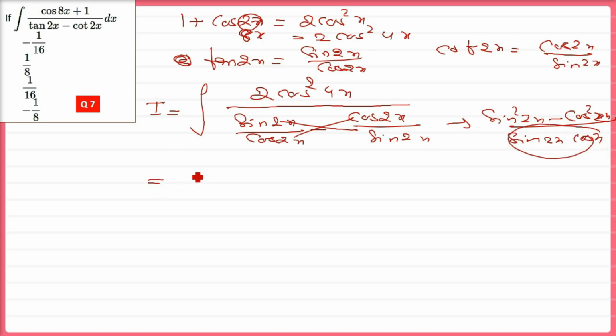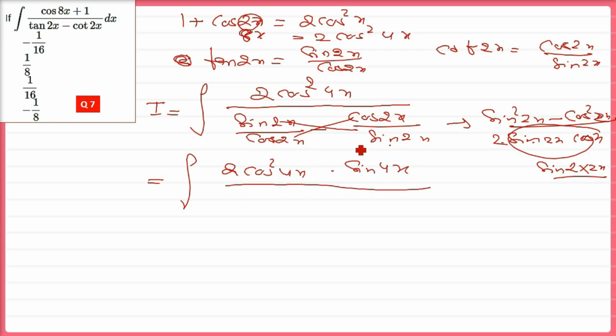So this sin 2x cos 2x will go up. Let me write it here. Integration of 2 cos square 4x, and sin 2x cos 2x goes up. Let me resolve it. If you multiply by 2 and divide by 2, it will be sin of 2 into 2x, that is sin 4x. So I am writing sin 4x here. But please remember, I multiplied it with 2, so you have to have a 2 in the denominator also. There is a 2 cos square 4x, and you can cancel those out.